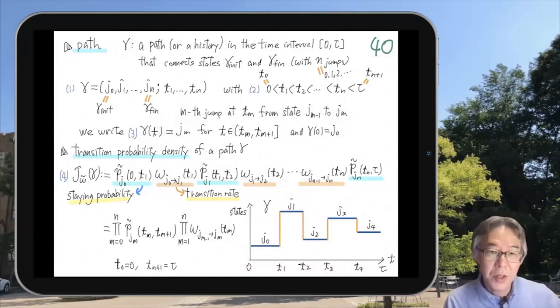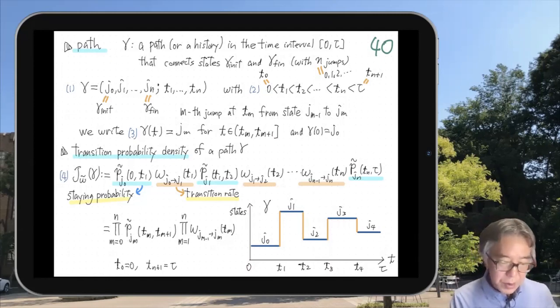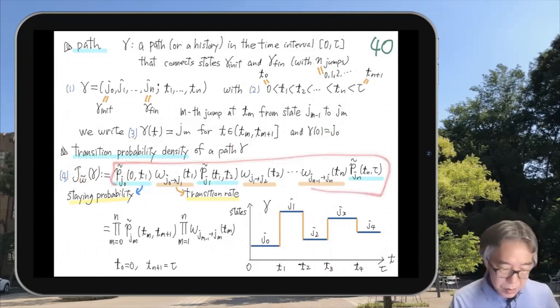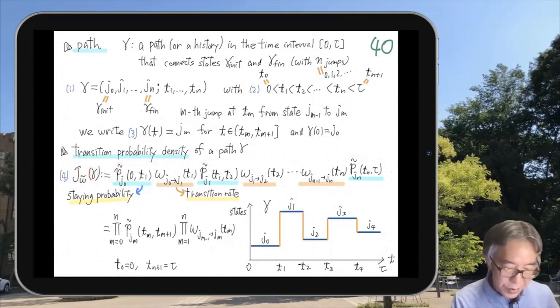And before that, I want to discuss the quantity called the transition probability density of path gamma. This is basically the probability density for a path when the initial state is fixed at j0. But anyway, I called it the transition probability density. Okay, so it's T, and it depends on, of course, omega tilde, the collection of transition rates, and it's defined like this. So what is this? Well, first of course it's a function of gamma.